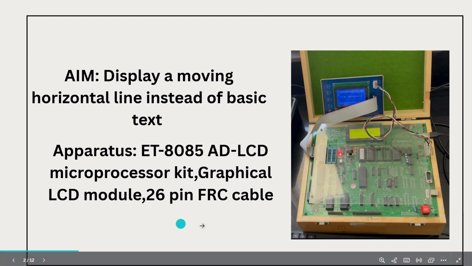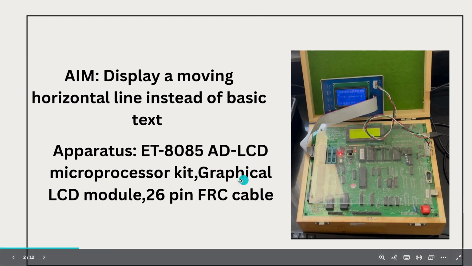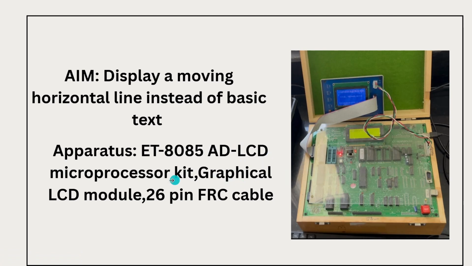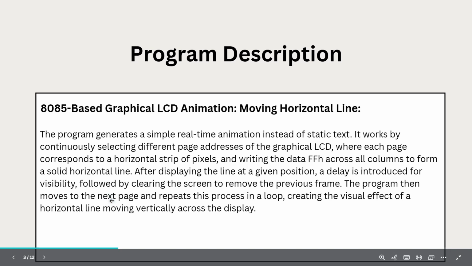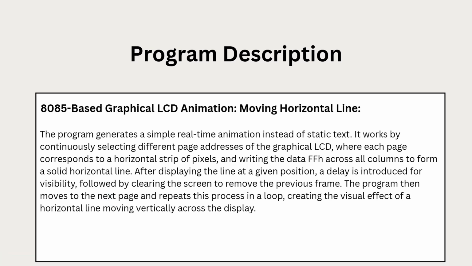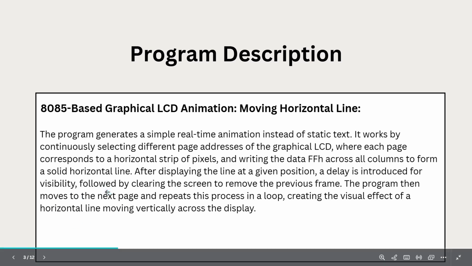The total apparatus that we have used was a microprocessor kit 8085 ADLCD, a graphical LCD module, and a 26-pin FRC cable. Talking about the program, it simply generates a real-time animation instead of a static text. It works by selecting different page addresses of the graphical LCD, where each page address is assigned to a particular row, a particular horizontal strip of the LCD. After that, we write the data FFH, the maximum value, across all the columns to form a solid horizontal line.